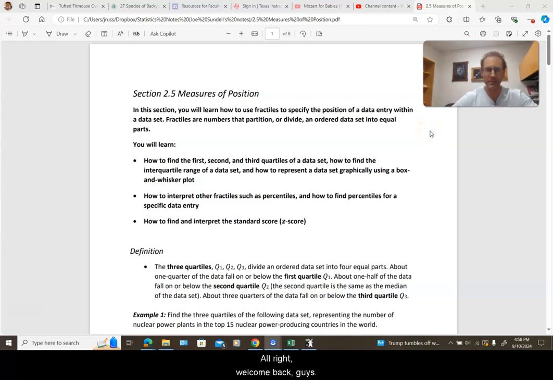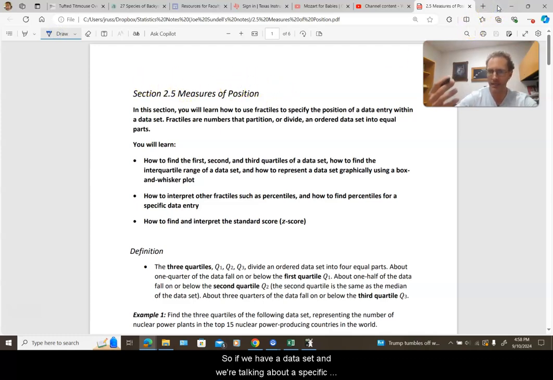Alright, welcome back guys. We're going to do 2.5, and as you can see this one is on measures of position. Okay, so if we have a data set and we're talking about a specific value in that data set, what would its position be? And that's when you start talking about percentiles and things of that nature. Okay. We're actually going to start off by talking about quartiles.